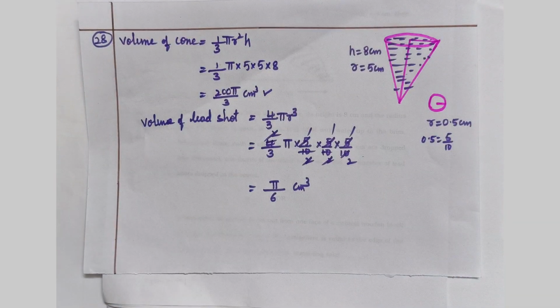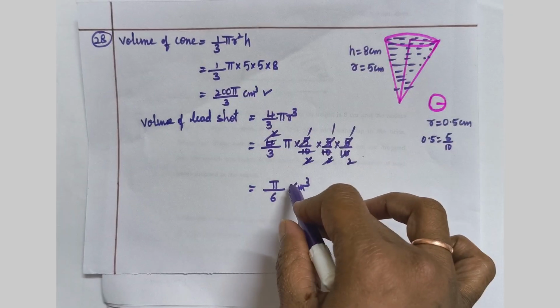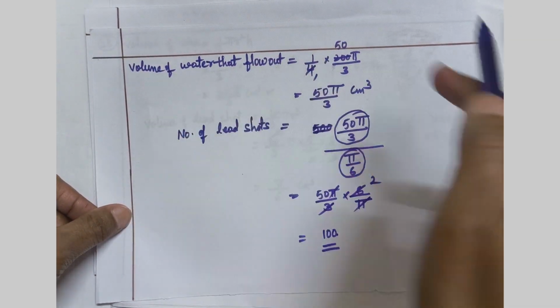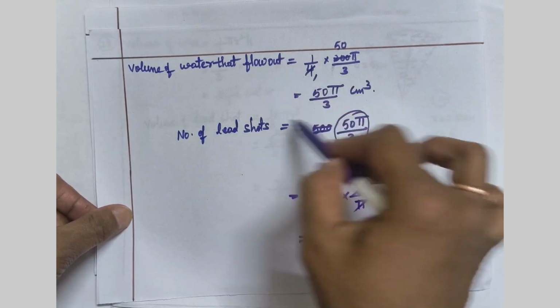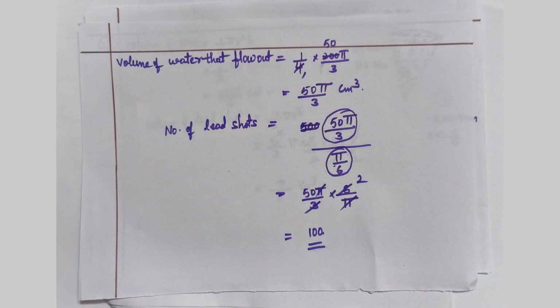Once again, I will revise it. First, find the volume of the cone. Next, find the volume of the lead shot. Next, the 1/4 after water flows, find what volume there is. Later, this volume divided by the volume of one lead shot will give you the answer.